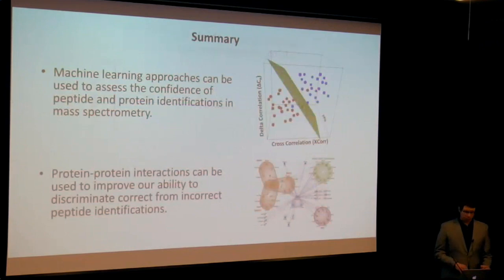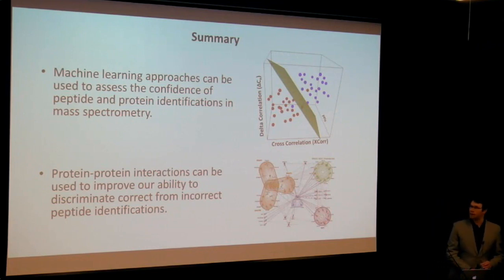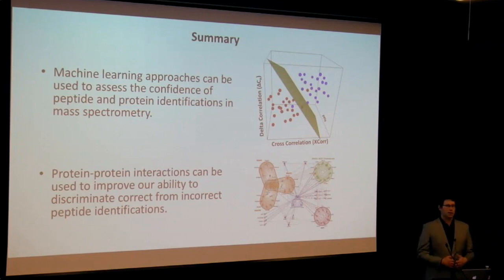So in summary, I hope I've been able to convince you that, first of all, machine learning approaches are quite useful for assessing the confidence of peptide and protein identification in mass spectrometry and proteomics, but most importantly, that we need to be a little more clever about how we analyze this data and integrate more information into it. Protein-protein interaction is a good example of the type of information that can help us better tell a good from a bad protein identification. But it's not the only thing.